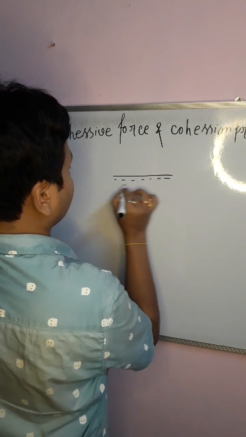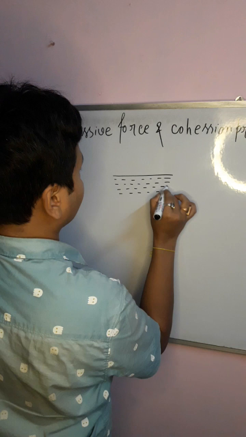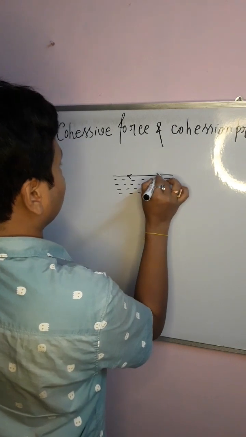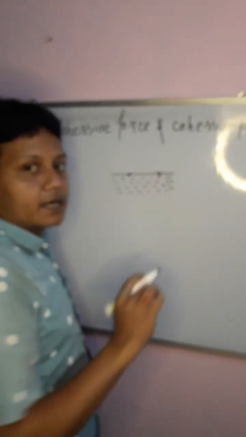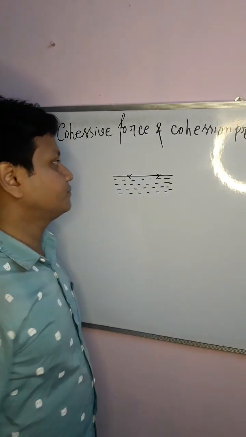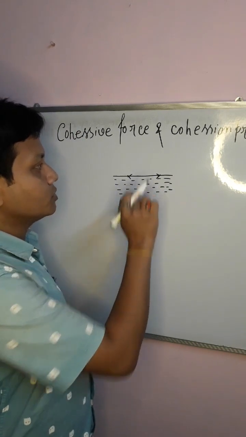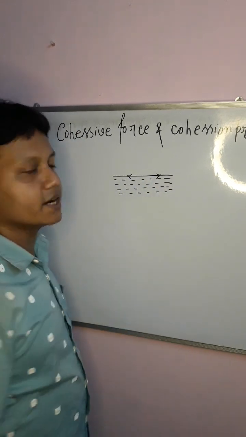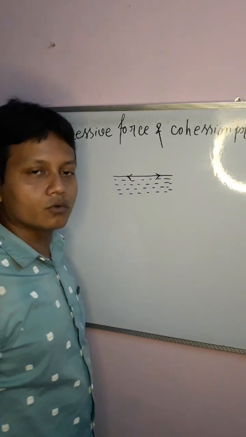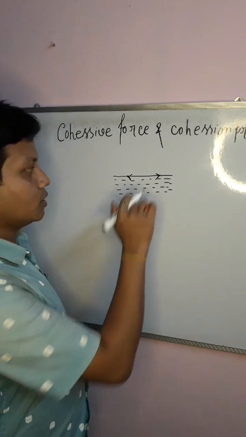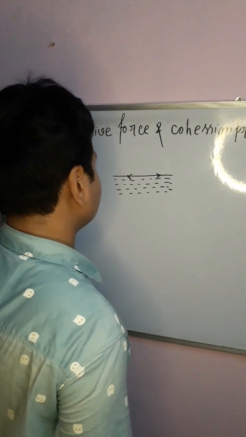Okay, if the surface is a plane, then what happens? Now, we all know that for a plane surface, the resultant force due to surface tension is zero, since there is equal and opposite amount of attraction from both sides. So for a plane surface, the resultant force due to surface tension is zero.